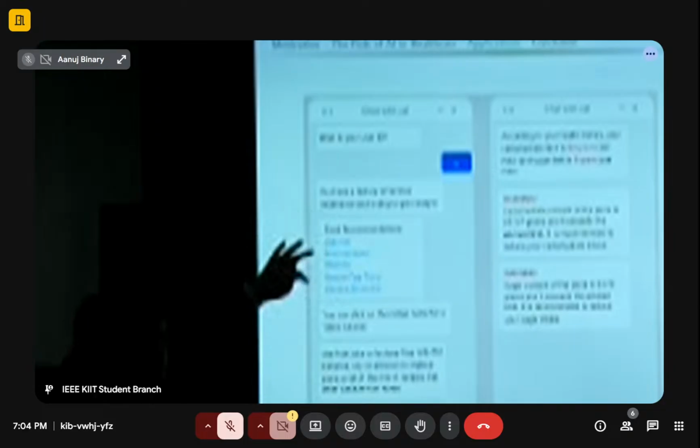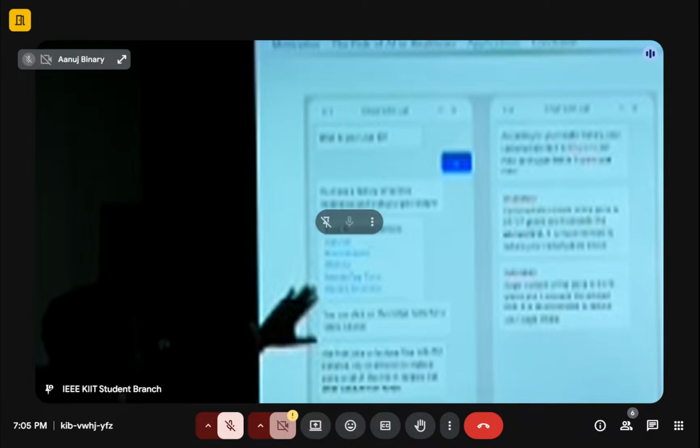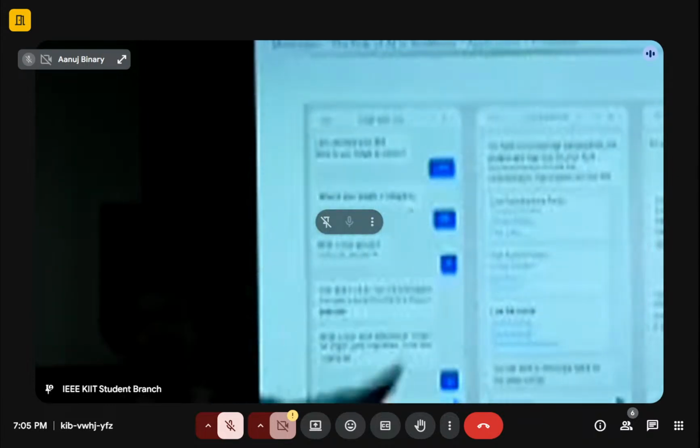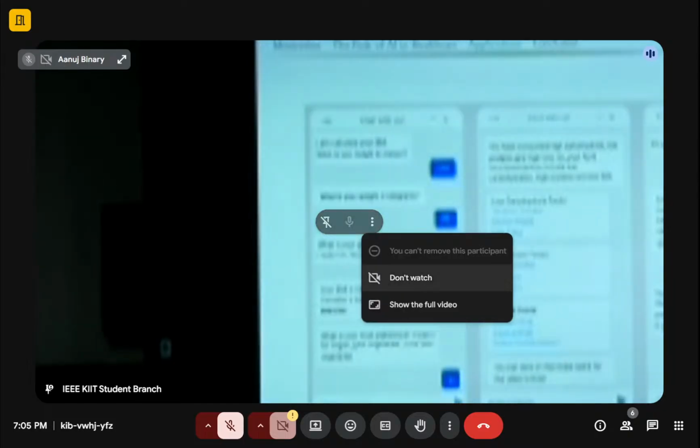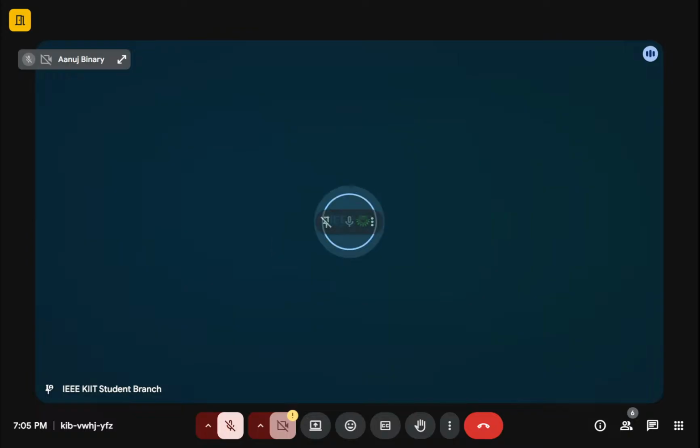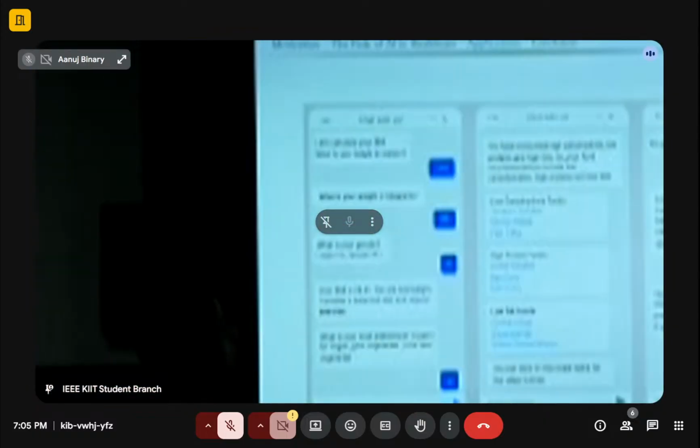A part of this, you can see here, is this chatbot. We can also ask what the BMI should be, what the BMI of a common human being should be. If you ask, it will give you the answer.